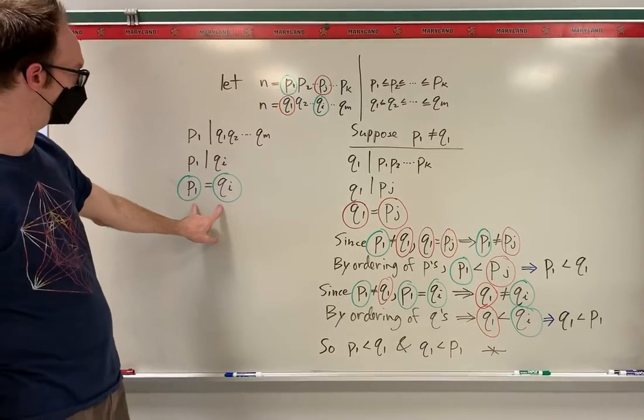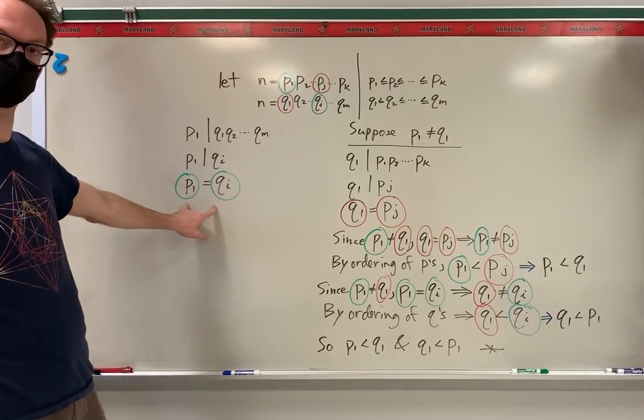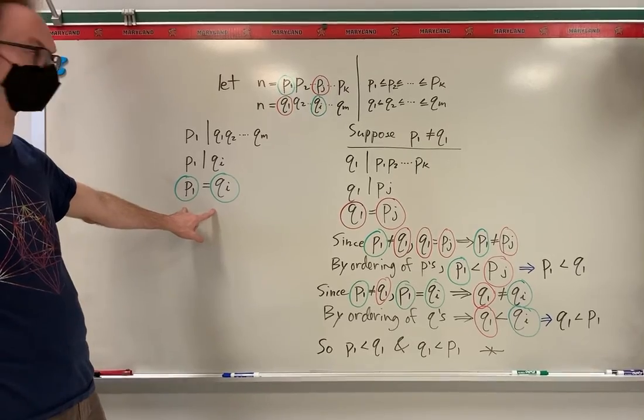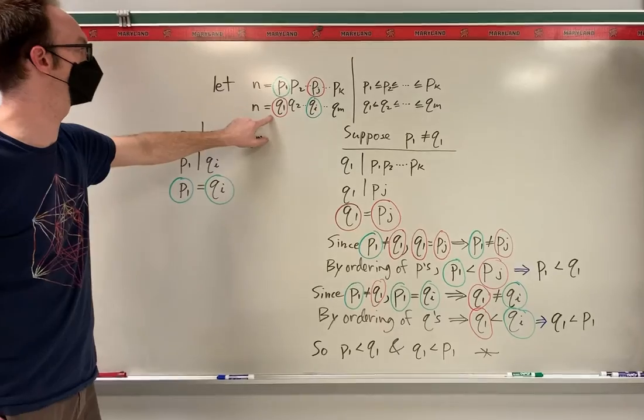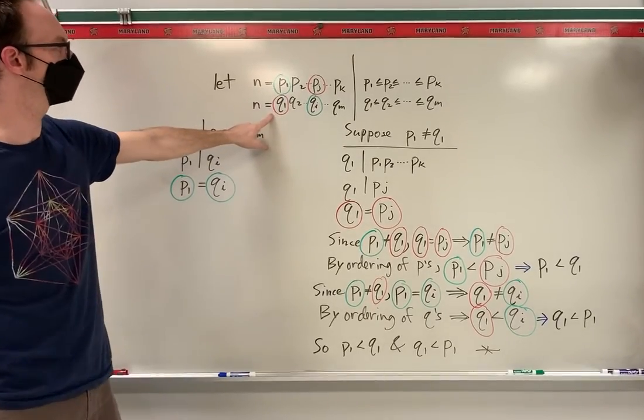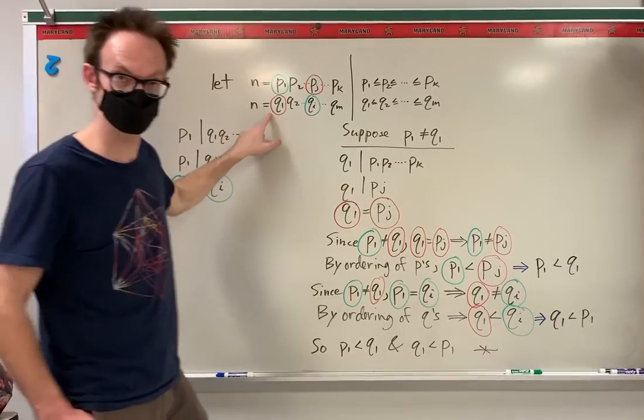What I didn't do in class, and what I'm doing now, is introducing a color scheme where everywhere these two appear, I'm putting a green circle around them. Now the goal was to show that p1 in fact has to be q1. But the argument is either obvious or subtle, so let's do it.